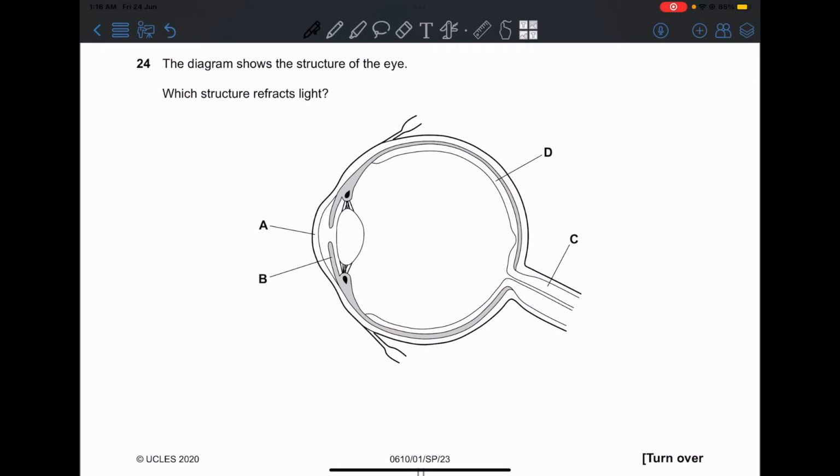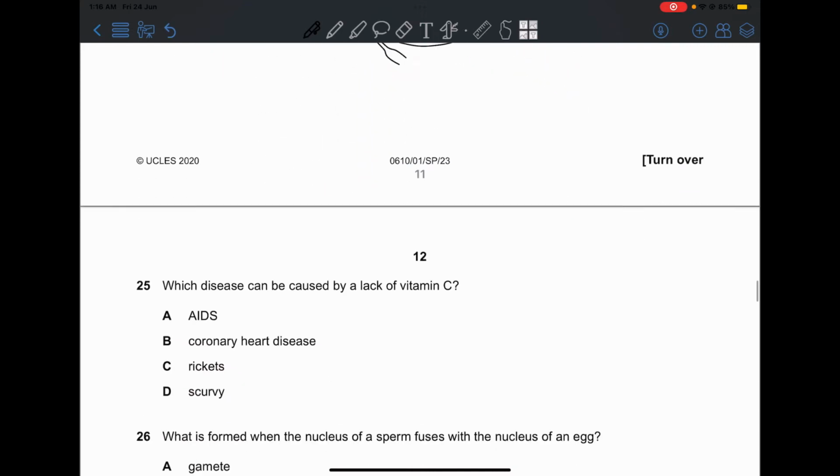24. The diagram shows the structure of the eye. Which structure refracts light? Now we know that the refraction of light is actually done by the cornea, so we're going to be choosing A for this question.